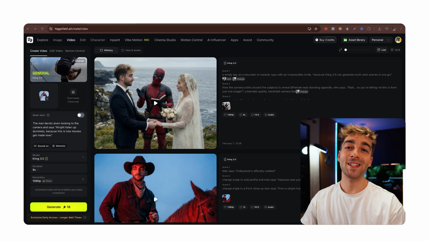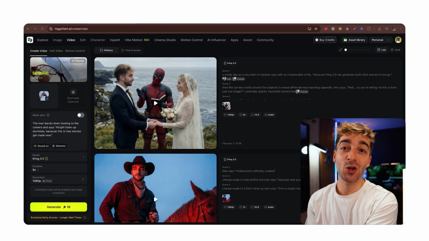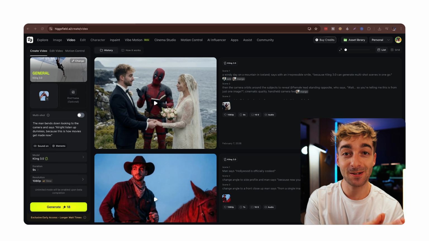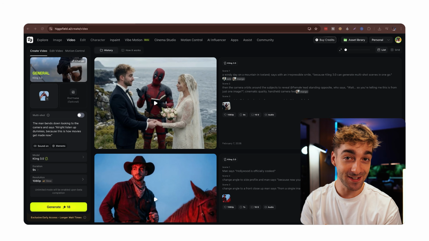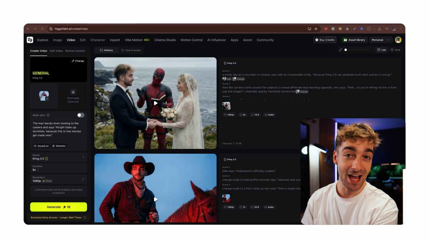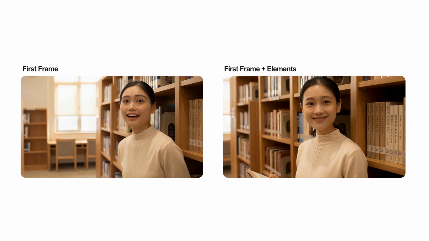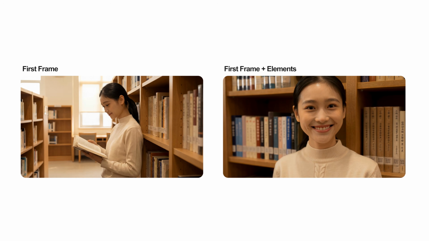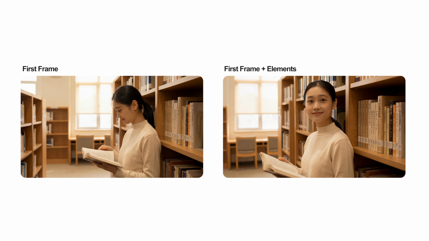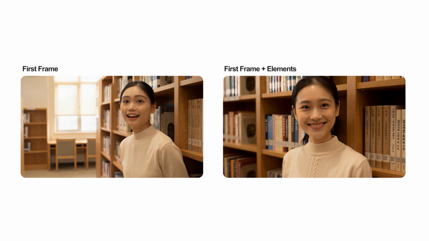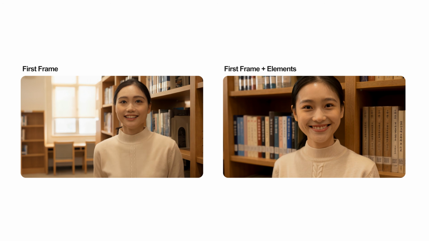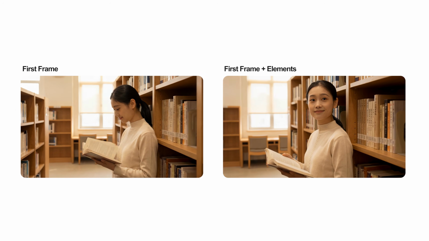Now that's great and all, but that's a fairly simple scene. But if you do want to achieve the most realistic scenes with actual realism and consistency, you really do need to be using elements. So on screen, you can see an example of a video with just a first frame, and the one on the right is using a first frame and elements, and you can see that the camera movement is way more realistic, and it looks like it was actually shot on a camera.